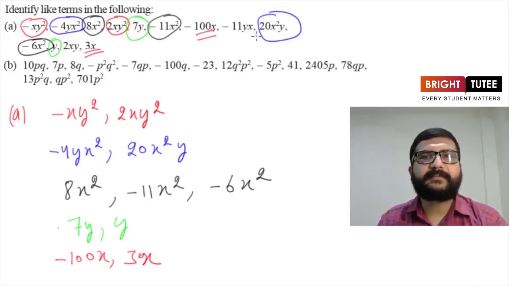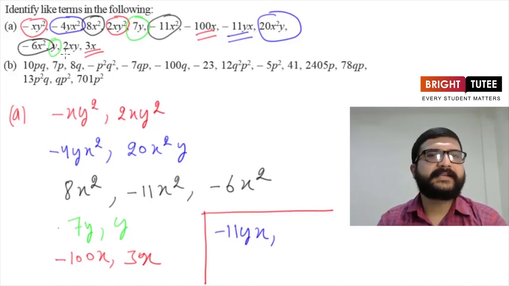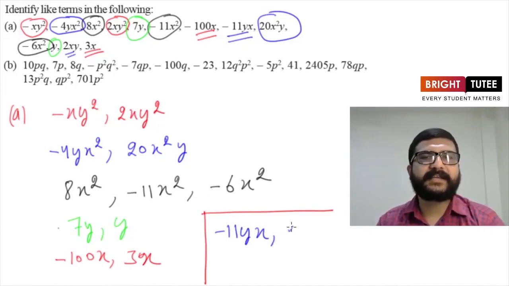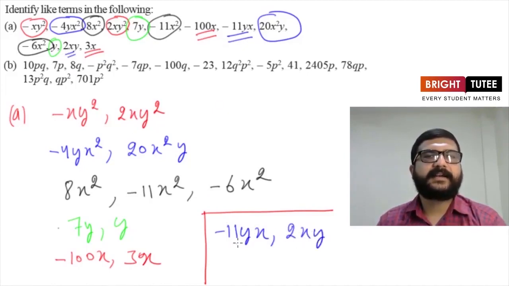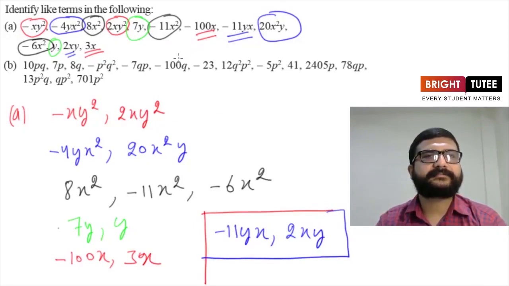Now the next one can be minus 11yx. So it is minus 11yx and it will be 2xy, because here algebraic factors are exactly same. So minus 11yx and then it is 2xy. So minus 11xy and 2xy. These are the group of like terms. So here we have identified like terms in this given number of terms.